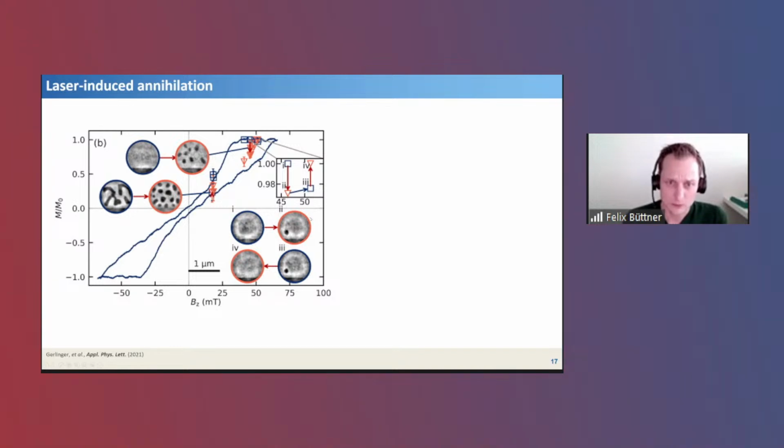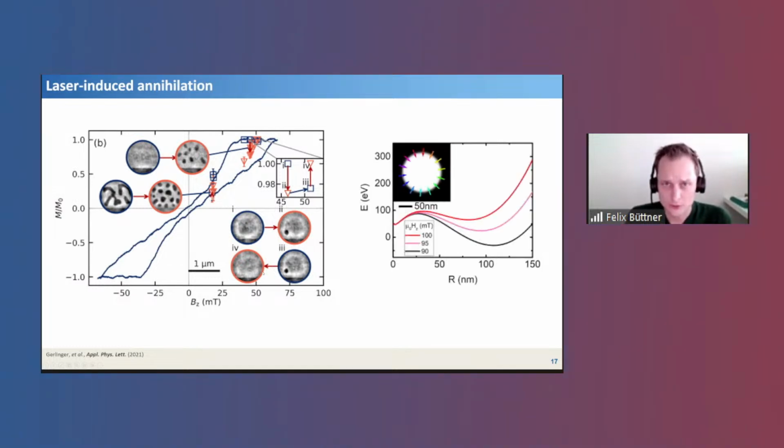Now what we find is when we increase the field of that same skyrmion, we expose it again to a laser pulse, we annihilate the skyrmion. So the hypothesis here is actually that the laser-induced dynamics always transform the system into the ground state. Essentially, you heat it so much that whatever the system relaxes to is actually the global ground state of the system.